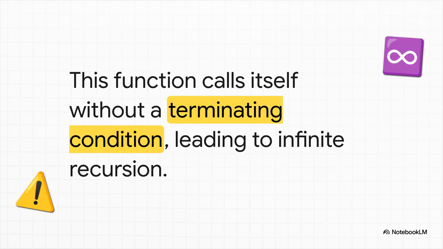So what happens if we mess up? What if we forget that all-important base case? Well, look at this code. It calls decrement and print, which then calls itself, which calls itself. And there is literally nothing to tell it when to stop.